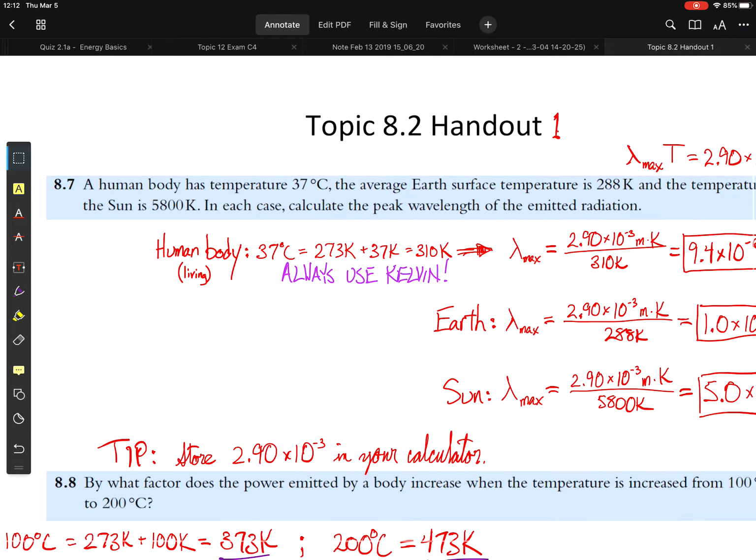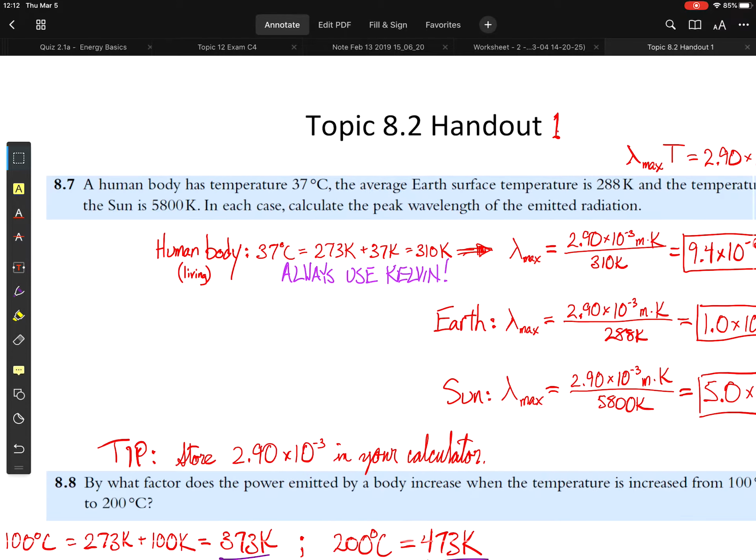Okay, for 8.7, we are asked to find the peak wavelength of the emitted radiation of 3 bodies. The first body is a human body, the second is the Earth, and the third is the sun. So first we are looking at a human body, and since it is not a corpse, it will be at about 37 degrees Celsius.